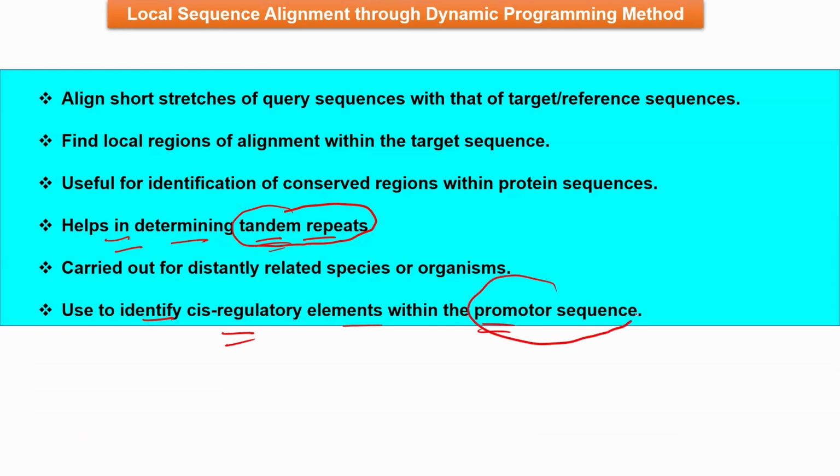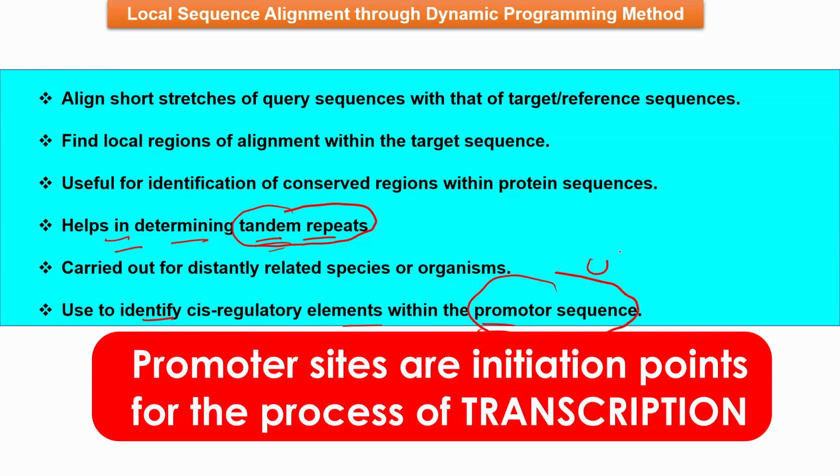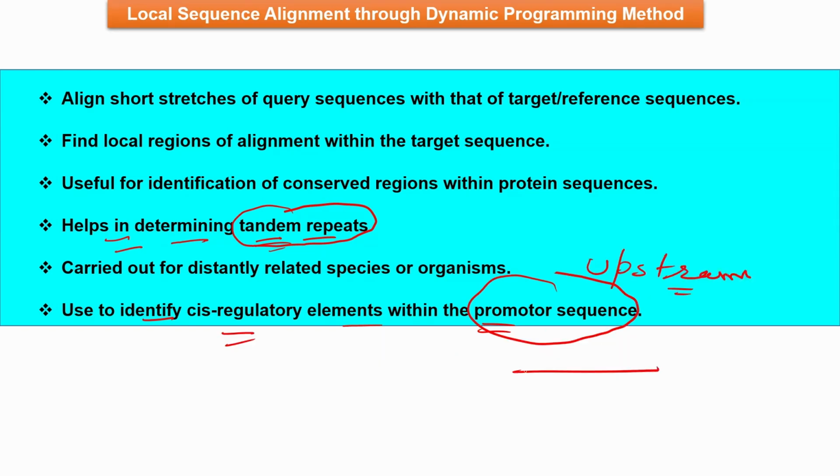What are promoter sequences? Promoter sequences are present upstream of the site where the transcription factors are going to bind, or where the transcription process is going to initiate. The process of transcription results in the formation of mRNA. So if this mRNA synthesis is going to start from here, on the upstream of this, in the promoter sites, certain regulatory elements are present which are highly conserved, and these elements are called cis-regulatory elements. So this local sequence alignment is useful for identifying these cis-regulatory elements.